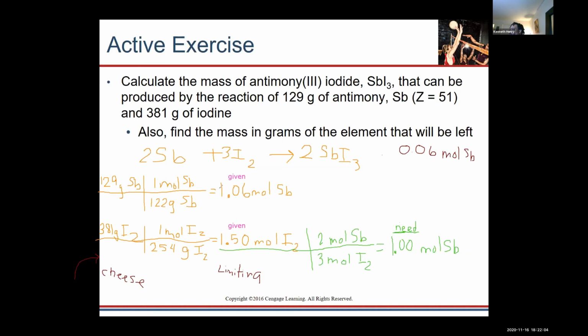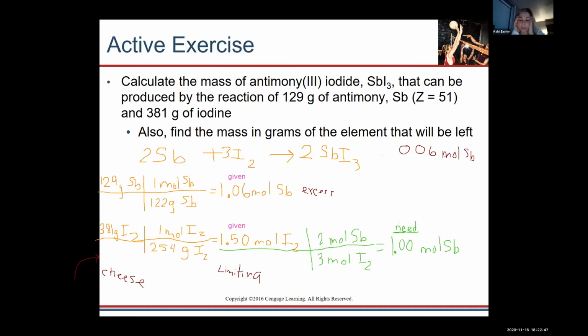But we actually have 1.06 moles of antimony. Oh, okay. So the iodine is the limiting reactant, while the antimony is the excess reactant. Yes, so this one is in excess. So you use up all of this, right, by just using up 1.00 moles of antimony. Then this one is in excess by 0.06.